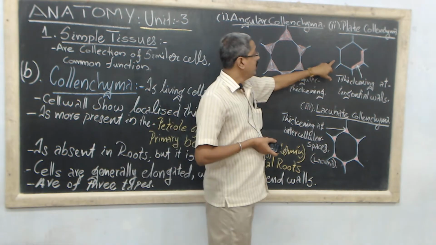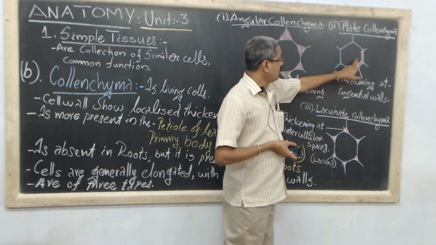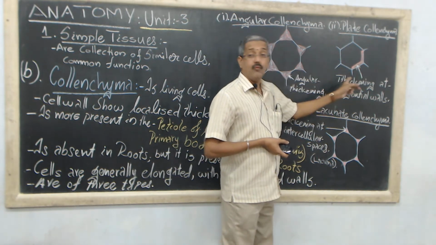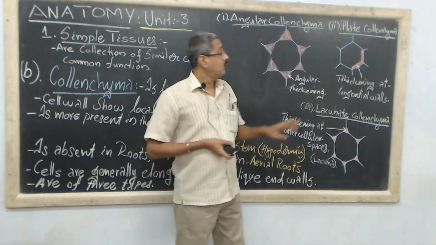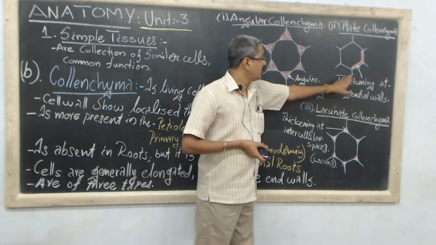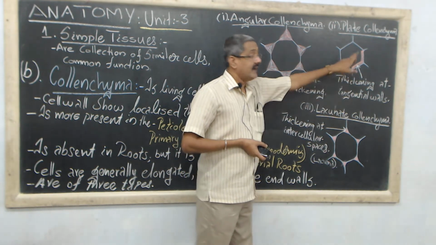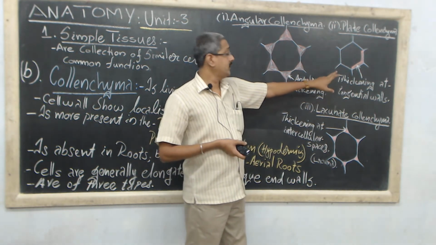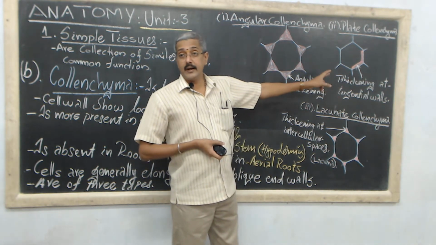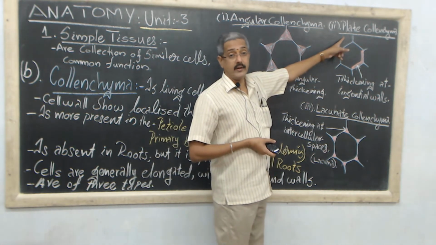And the second one is plate collenchyma. Why is it called plate? Because here the lateral walls show the thickening. Here any two of the walls, that is the cell wall, show the thickening, which is the thickening at the tangential walls. Such type of thickening exhibited in these parenchyma cells or fundamental tissue is called plate collenchyma.